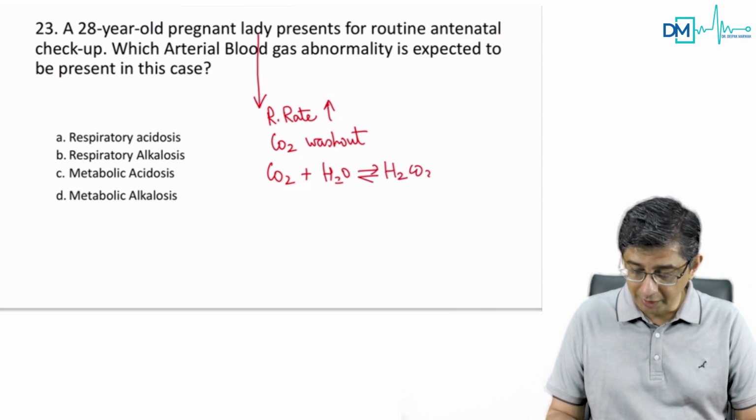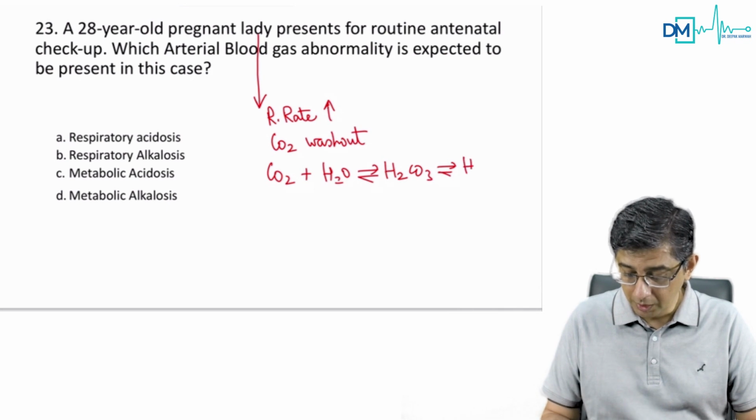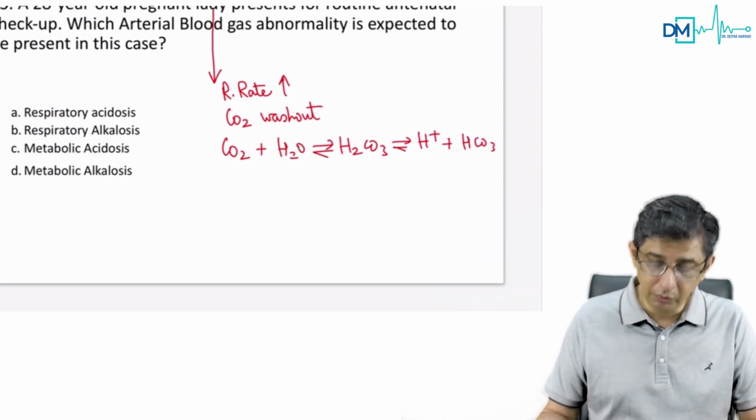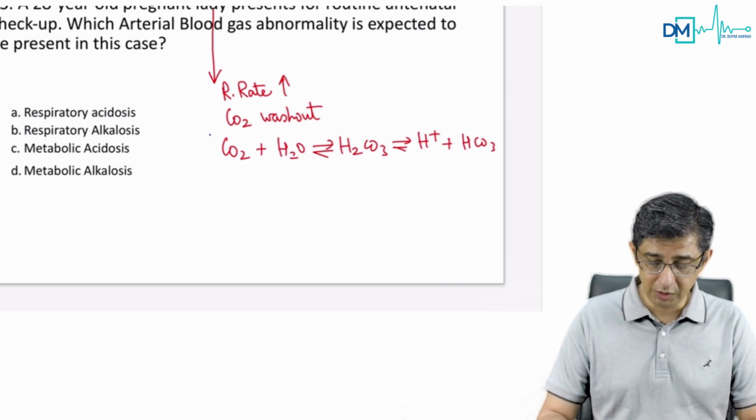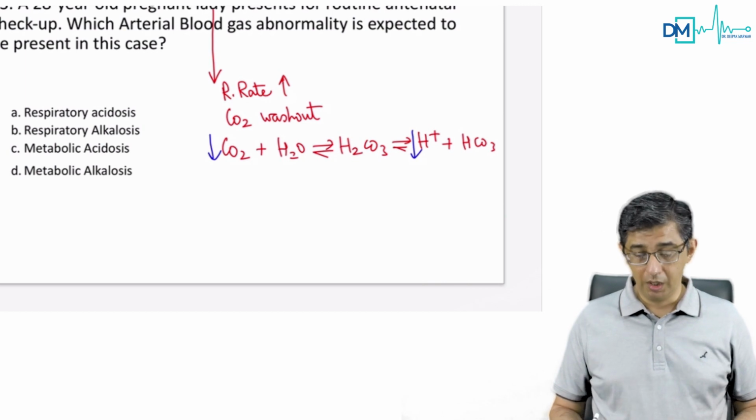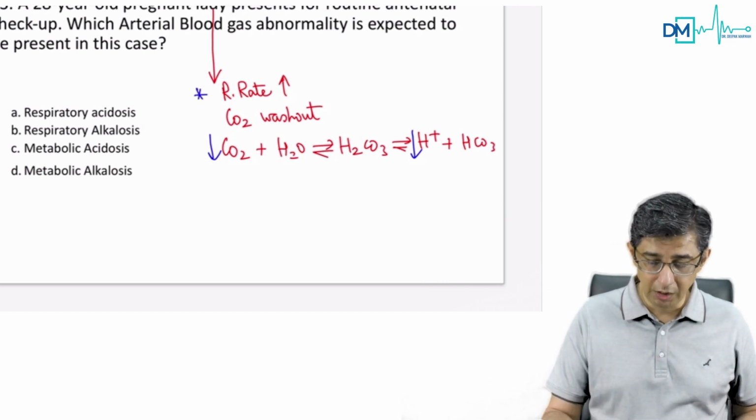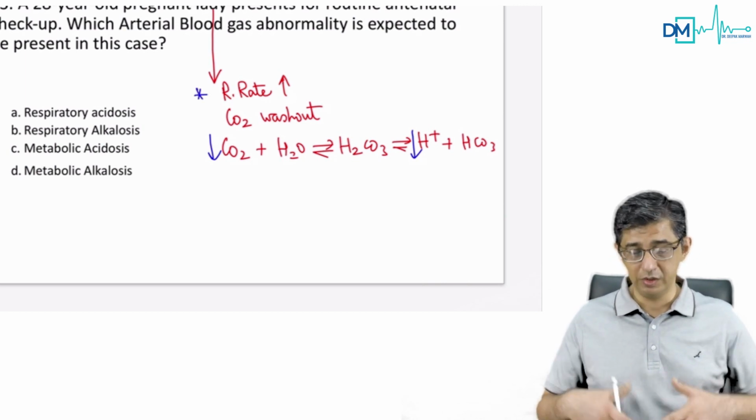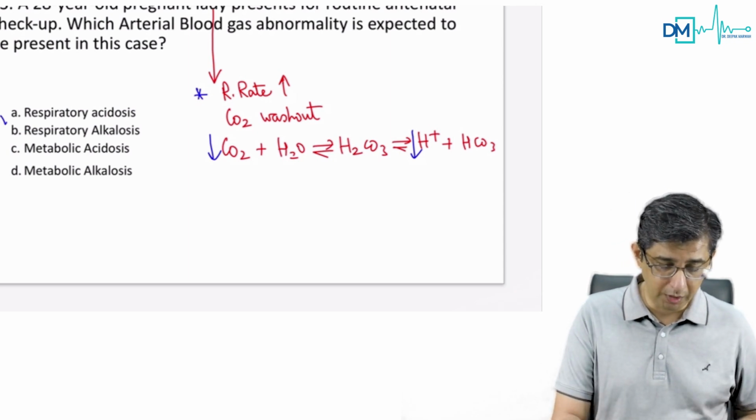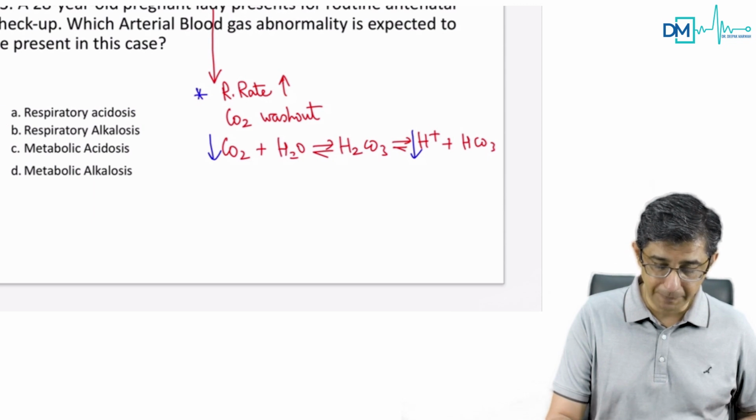You know this reaction right from your biology days. I'm not even talking about medical school days. You know this reaction, no? Carbon dioxide, water, carbonic acid, protons, and bicarbonate. So see what happens. Just look at this. Carbon dioxide is becoming lesser, so protons will also be lesser. So there would be an alkalosis. A lady having hyperventilation and having fewer protons, because the physiological finding of pregnancy is hyperventilation. So this would be respiratory alkalosis developing in a patient.